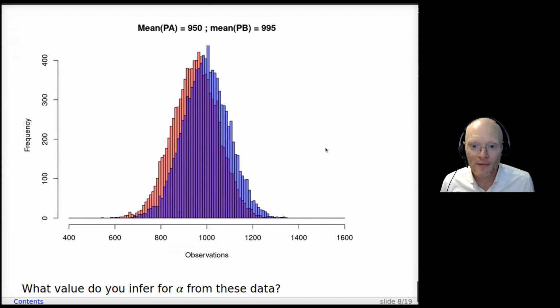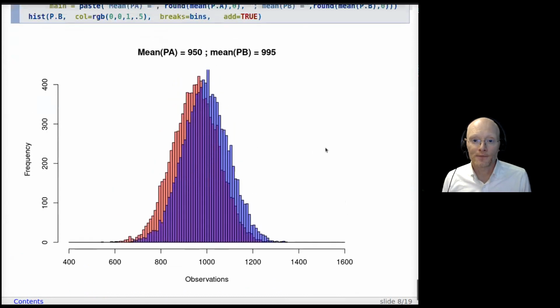you make an inference from this. I want you to think carefully here, though. I've actually written the means. So we have a mean of 950 for the red ones that are closer to the pesticides, and 995 for the blue.